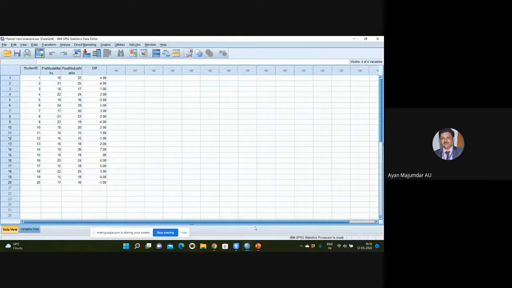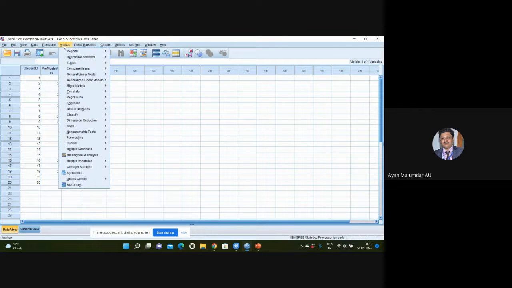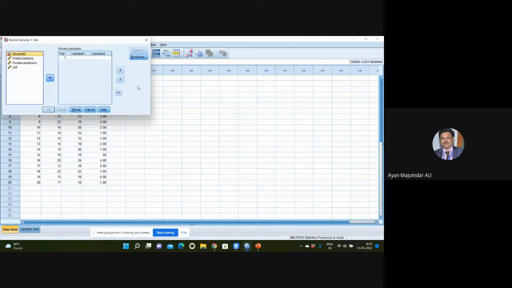In the variable view, we have another variable, the difference. Let me apply the same test here. Analyze, compare means, paired t-test. Now, which are the pairing? Pre and post module marks.